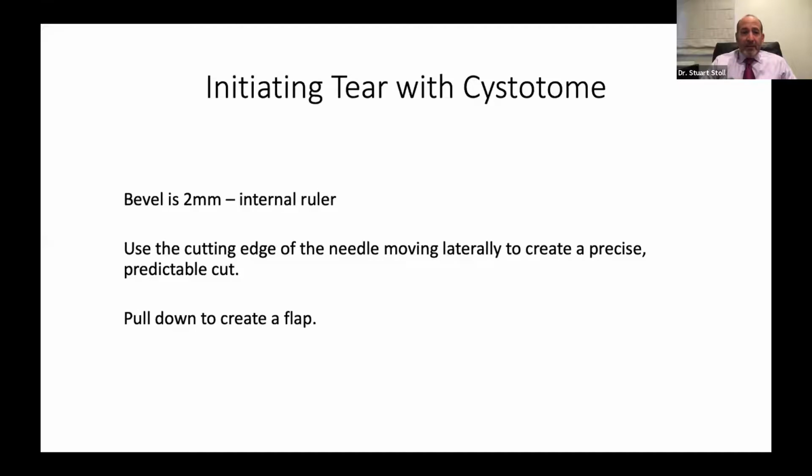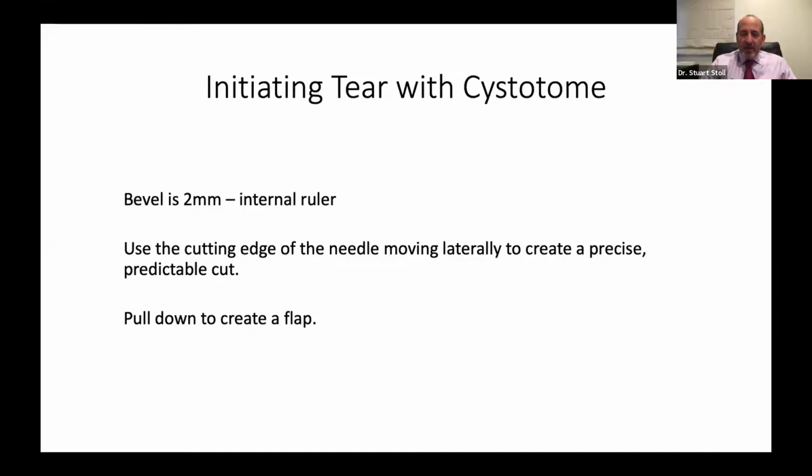So the bevel of the needle is 2 millimeters, and that's important because you can use that as an internal ruler. Sometimes you've got a widely dilated pupil, and it's hard to gauge, well, I want to shoot for 5 or 5.5 millimeters. Well, you've got an internal ruler there if you understand that that bevel is 2 millimeters from the tip to the very back of the bevel. And you also have to understand that the tip of the cystotome, there's the point, but then there's the edge of the needle, and that edge is what cuts. That's the cutting edge. And if you move that edge laterally, you're going to create a precise, predictable cut in the capsule.